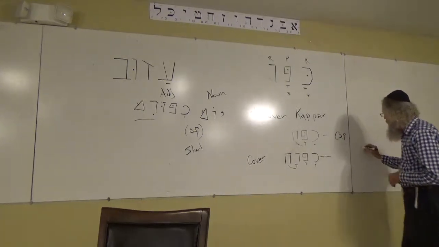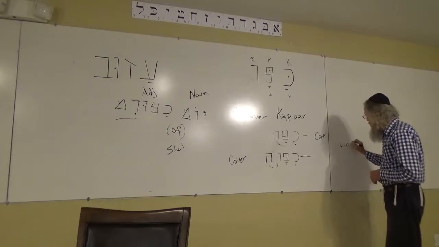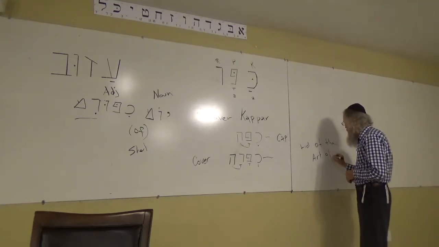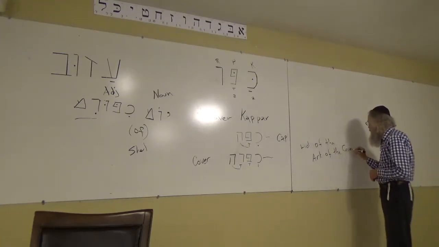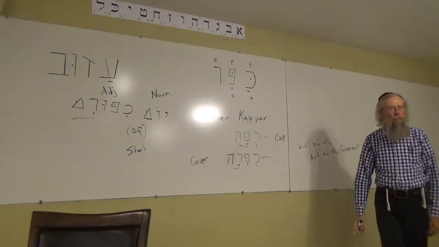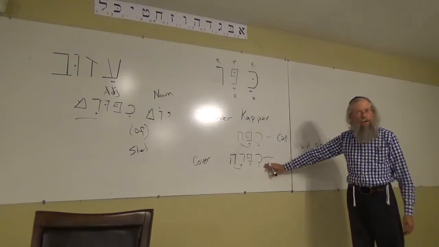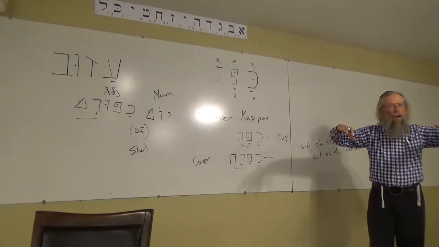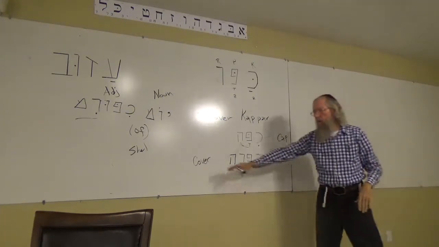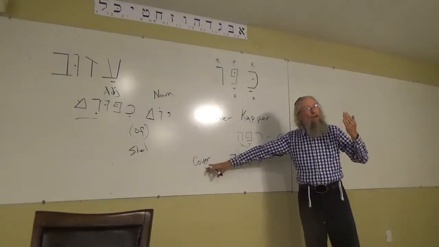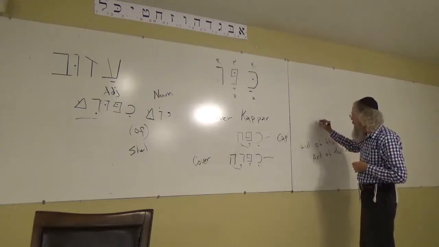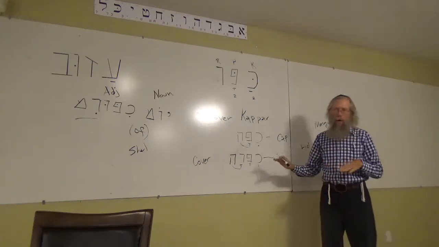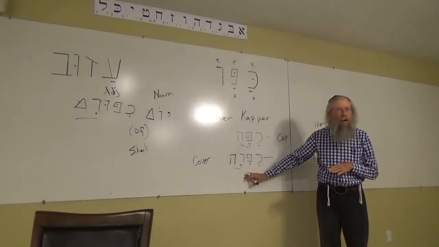Okay, so are you ready? This is the word that is used for the lid of the Ark of the Covenant. It's called a kapara. The lid on the Ark of the Covenant is called a kapara. Simply what? The cover. In Christianity, this has been called what? The mercy seat. But in Hebrew, it is just very simply called ha-kapara, the cover.